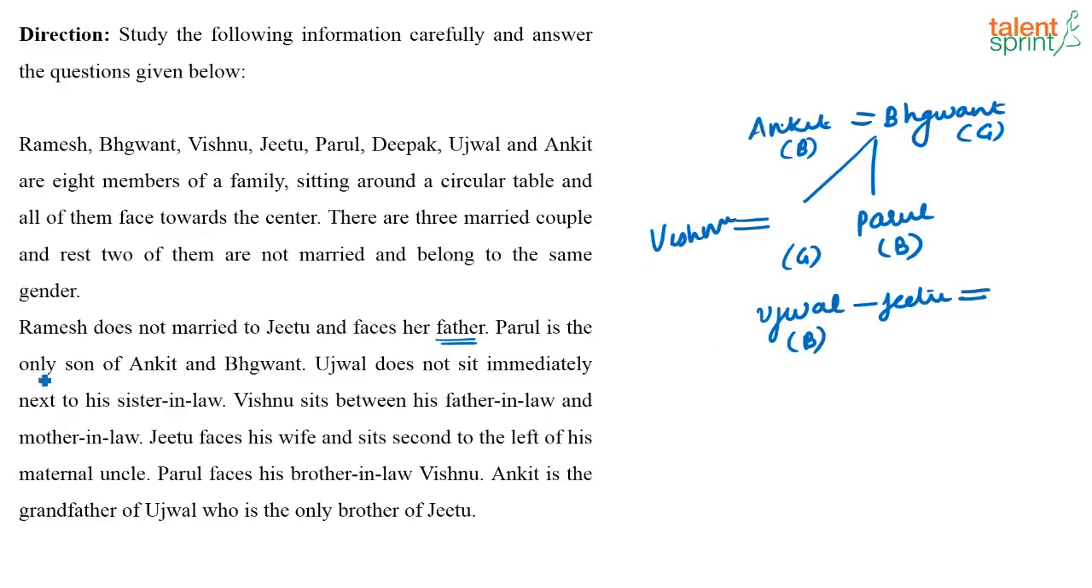And it is also given here that this Ujjwal and Jeetu have to be the children of this husband and wife. They are in the third generation and it is also said that Ankit is the grandfather of Ujjwal, so this is Vishnu and his wife, right? Their children should be Ujjwal and Jeetu, and Jeetu has a wife. Jeetu is married. Now, they are also saying that Ramesh is facing her father. So, who is the wife of Vishnu? It has to be Ramesh. So, Ramesh is a female here, right? Already I have put G there, female, and Vishnu has to be the male person.